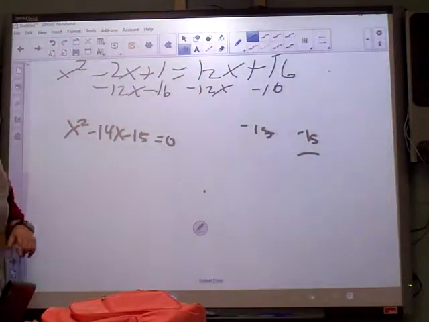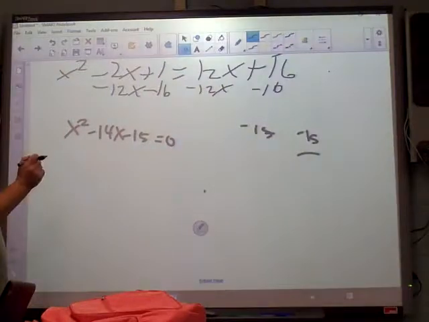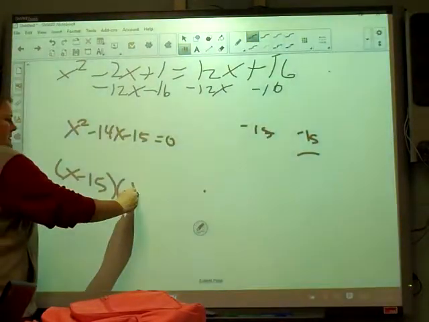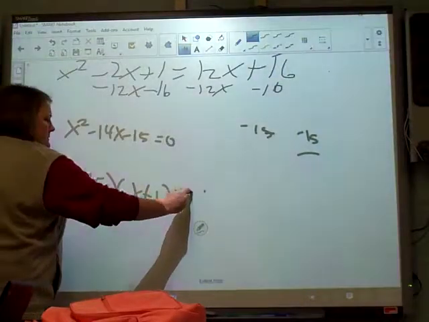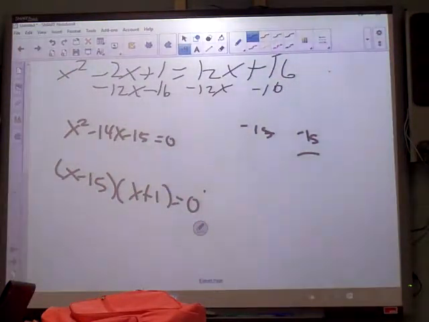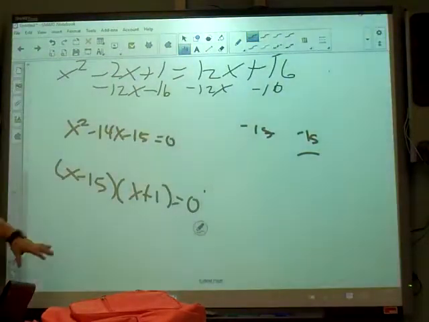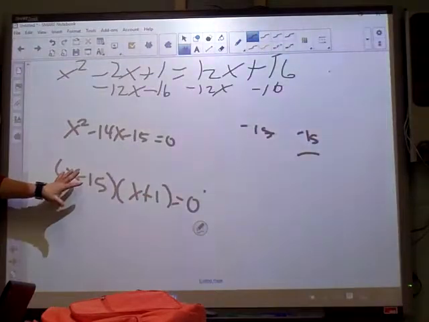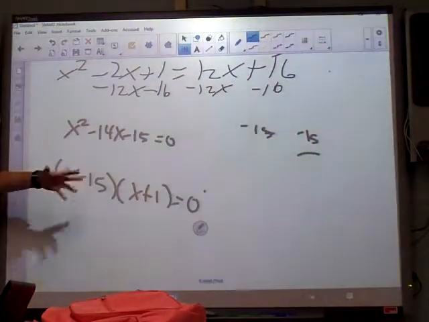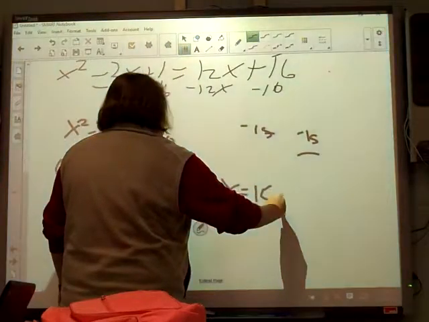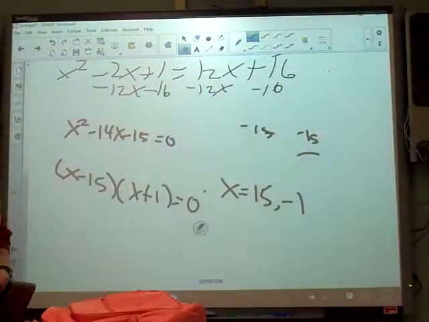15 and negative 1. Other way though. So we'll have x minus 15 and x plus 1. Right? Set both of those equal to 0 and solve. A lot of y'all can skip this step because you know if you got x minus 15 equals 0 that x has to be 15, right? It's just the opposite sign. So you're going to have an x of 15 and negative 1.